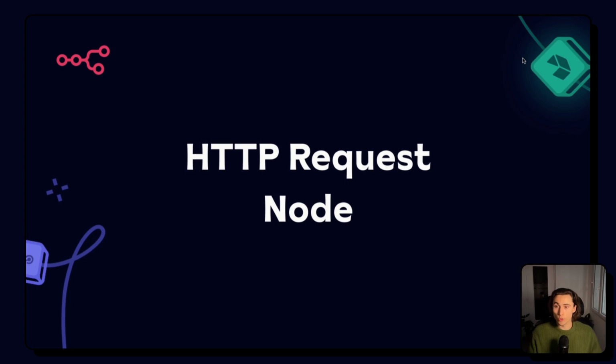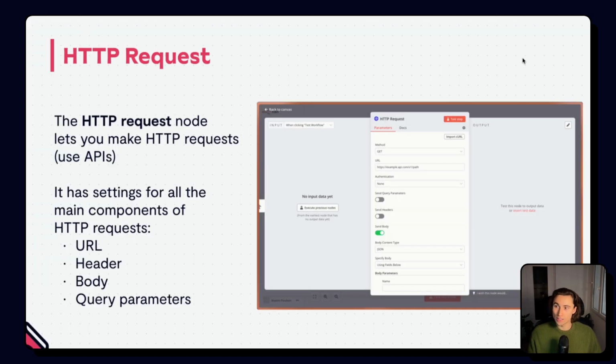The next node we're going to look at is the HTTP node. We often describe it as Postman in a node. As its name indicates, this node lets you make HTTP requests, or in other words, lets you use APIs. The HTTP node has settings for every different part of the HTTP request: header, body, query parameters, URL, etc. These will all be found in the main node settings.